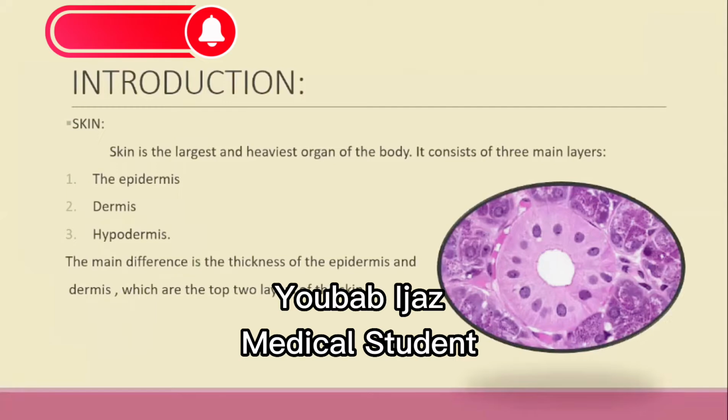Introduction of the skin. So, what is skin? Skin is the largest and the heaviest organ of the body. It consists of three main layers: the epidermis, the dermis, and hypodermis. The main difference is the thickness of the epidermis and dermis, which are the top two layers of the skin.